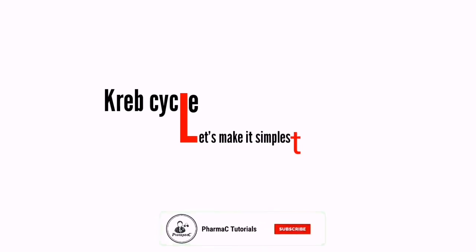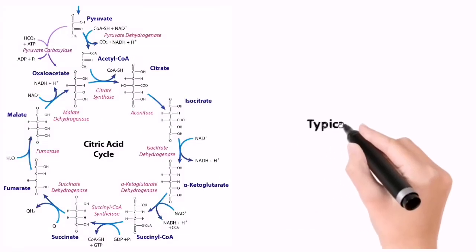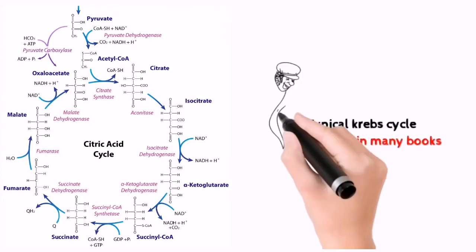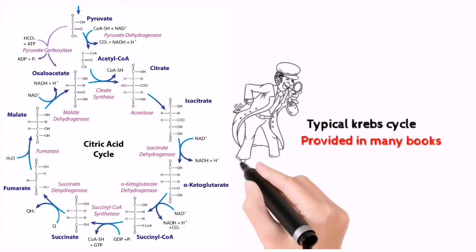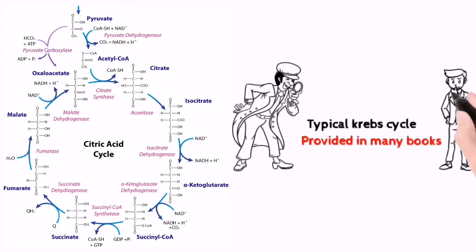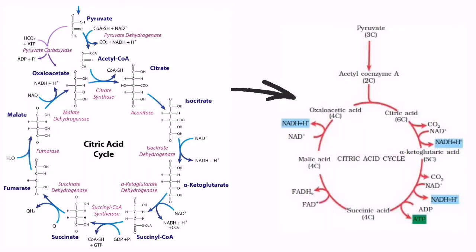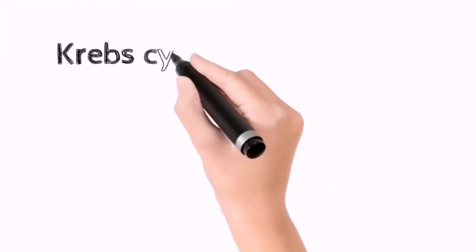Let's make it simplest with the help of some tricks and shortcuts. This is a typical Krebs cycle given in many books which has been learned by students for years. It looks quite complex. Many students skip this and shift to the simplest version of it. Don't worry, we are here to make it easy to learn and remember.